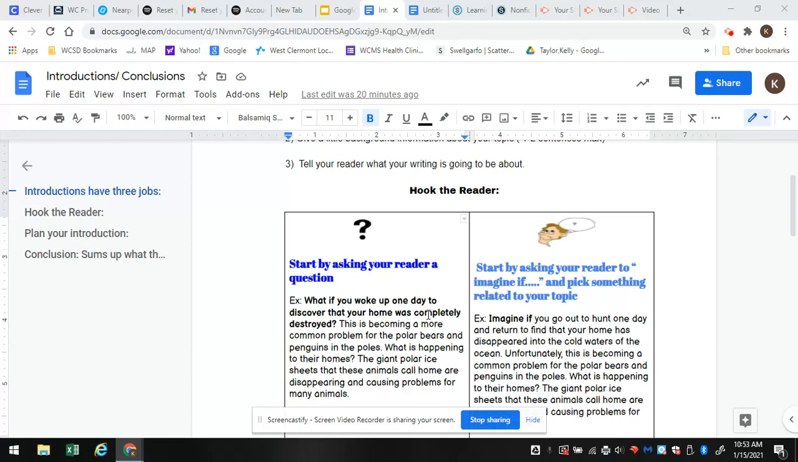This is becoming a more common problem for the polar bears and penguins in the poles, what's happening to their homes. And then here's my part where I'm going to tell you what my writing is going to be about. The giant polar ice sheets that these animals call home are disappearing and causing problems for many animals. So my reader knows after reading this that the rest of my paper is going to be about the polar ice sheets disappearing and the problems that it's causing for different animals.